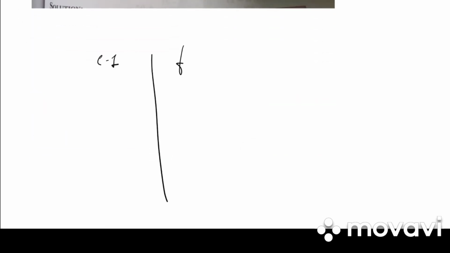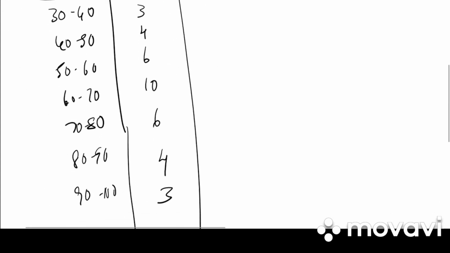Next, take down illustration 27. Calculate mode from the following data. They have given us class interval and frequencies. 30 to 40, 40 to 50, 50 to 60, 60 to 70, 70 to 80, 80 to 90, 90 to 100. 3, 4, 6, 10, 6, 4, 3. So which is the highest frequency? It is 10.